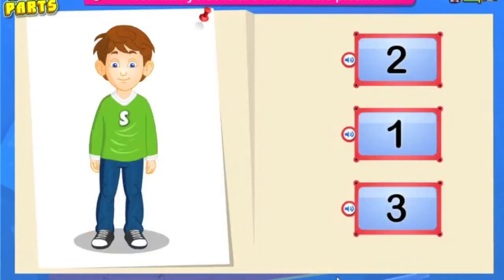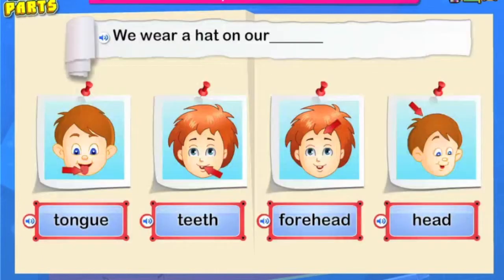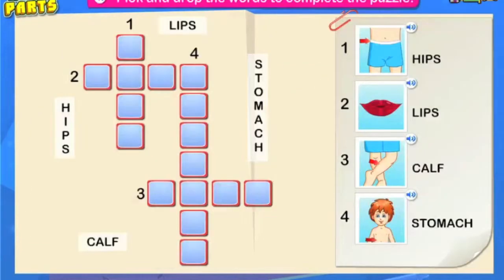The activity then moves on and has the students match the body part with its corresponding number. How many eyes are there in the picture? The game moves on to explore the face, hands and legs. It shows a video for each as well as more labelling, matching and crossword activities.